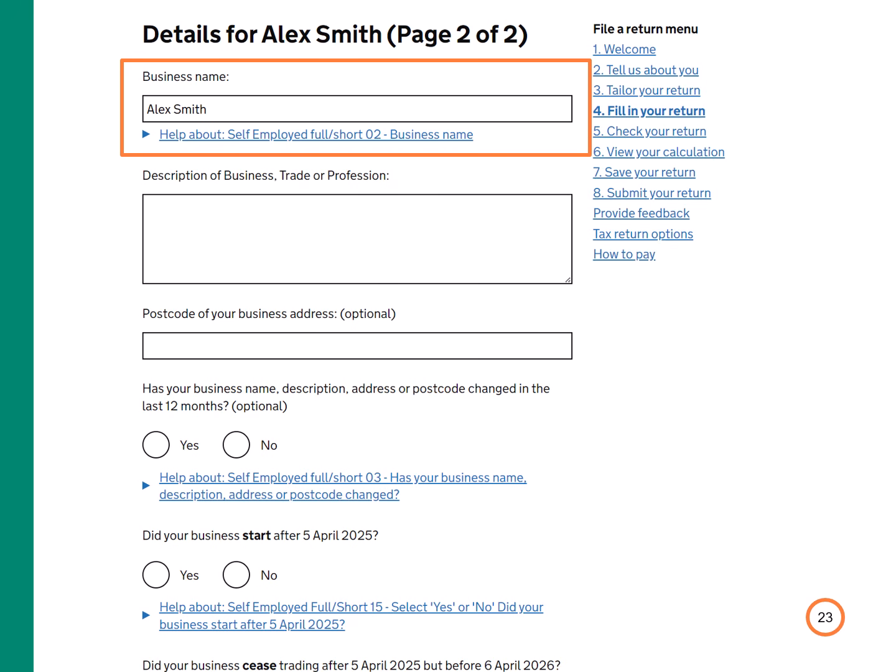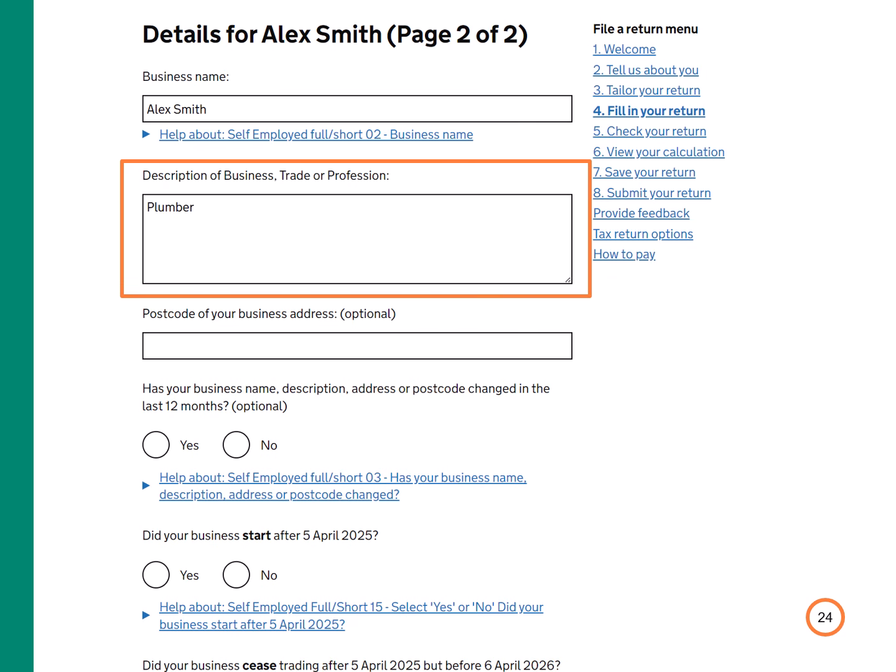On page 2 of 2, tell us the details of your business. Your business name will already be shown as you gave this in the Tailor Your Return section. As mentioned earlier, this may be your own name or a trading business name. You have to enter a description of your business, trade or profession here. For example, plumber, hairdresser or online selling.